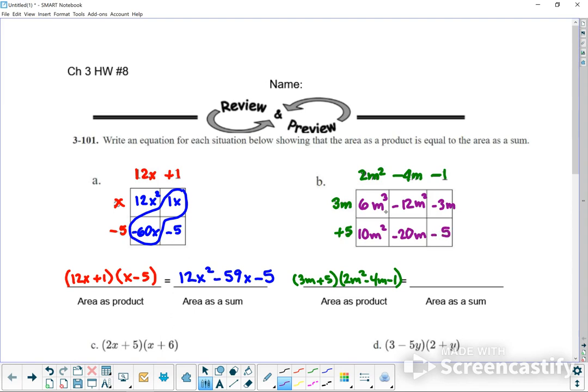Okay. And then while you're working this, you can combine some things, for example, these two because they're both m's. Oh, the other ones are m squares. So the area as a sum is going to start with 6m to the third. You can put it in any order you want, but it's customary to start with biggest and go to smallest, or smallest and go to biggest. So 6m to the third, and then 10m squared and negative 12m squared is going to be negative 2m squared. And negative 20m and negative 3m is going to be negative 23m and minus 5.